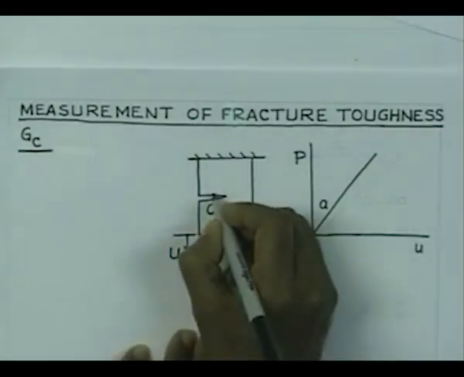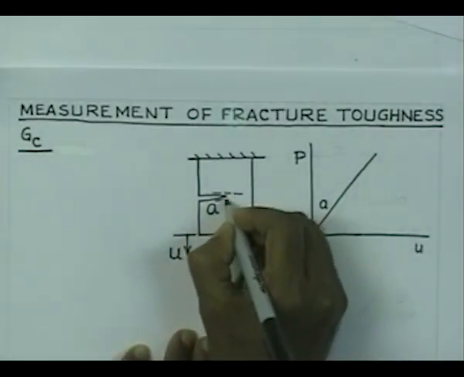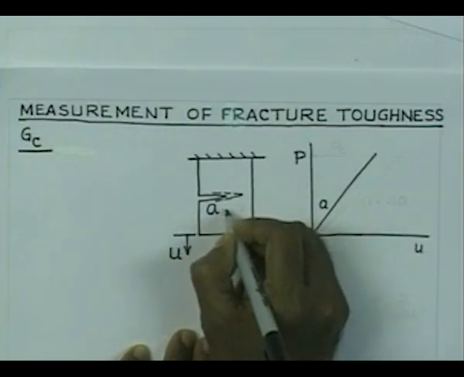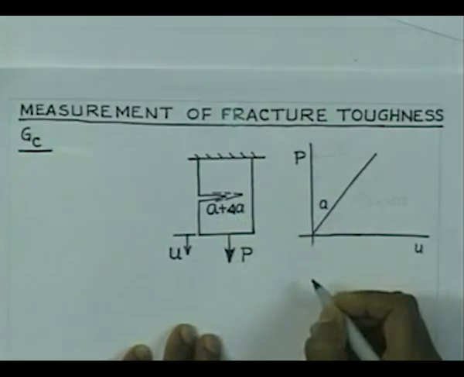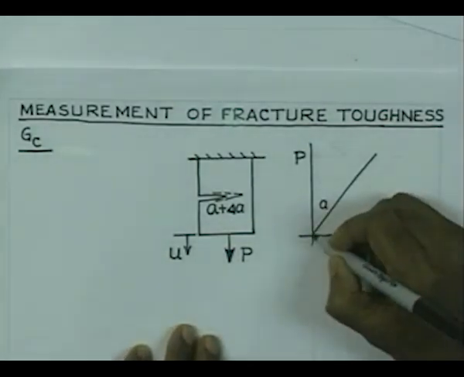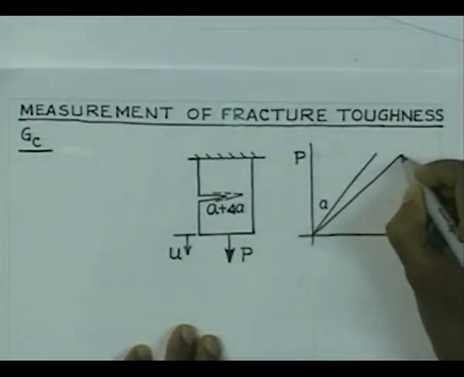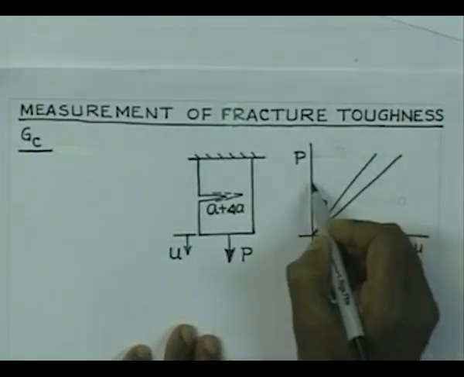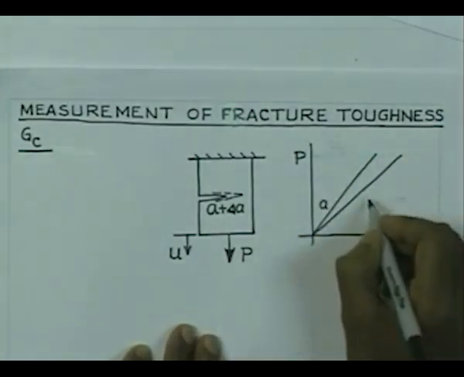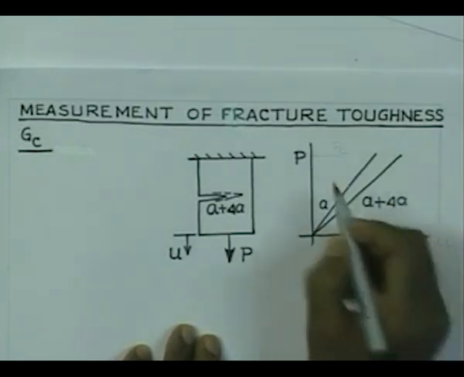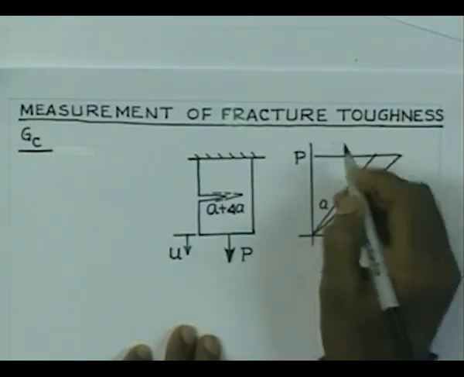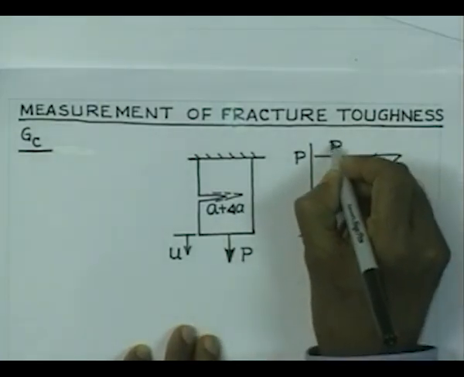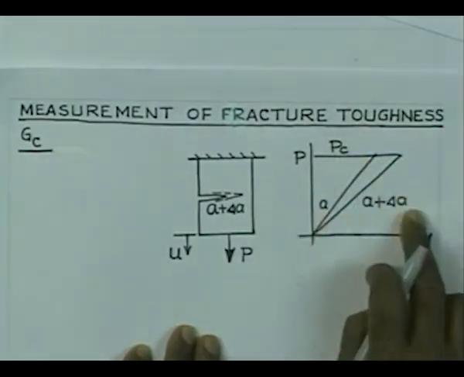If you consider a crack of a larger size, let us say A plus delta A, and if we try to plot the load versus deflection, you are going to see now a variation of this type. Here for the same load you are expecting larger deflection because there is a crack of larger size. At the critical level of the load, when the P reaches critical level, you are going to see extension of the crack from length A to A plus delta A.